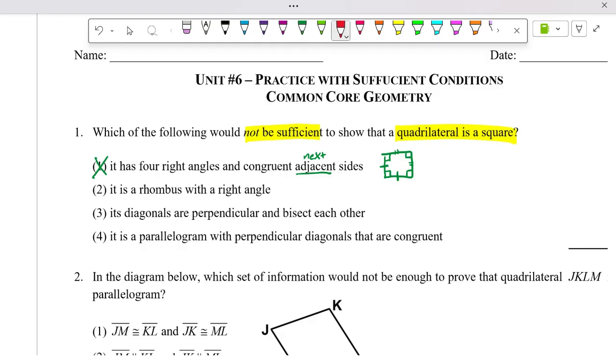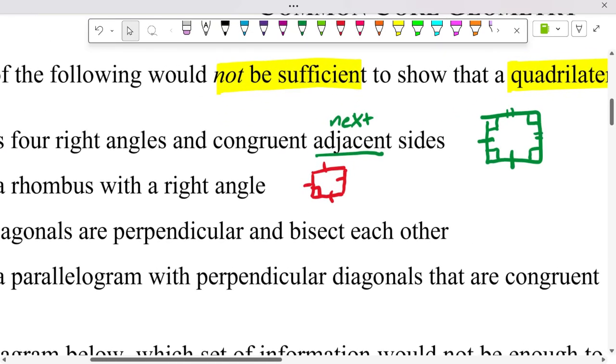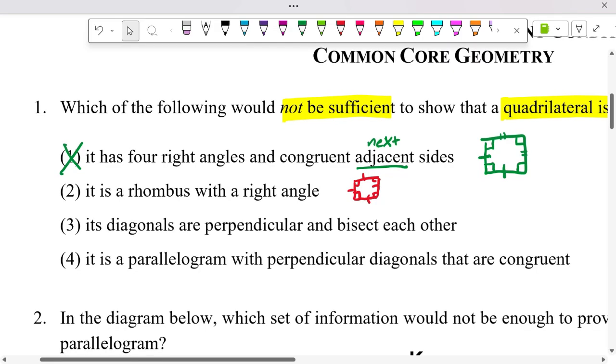It's a rhombus with a right angle. What's true about a rhombus? It has four congruent sides. Now, it has a right angle. So let me ask you guys this. If it has one right angle, what does that mean for the other angles? They also have to be right because remember, all of the consecutive angles are supplementary. So if one angle is 90, that means all four have to be 90. So is that a square? Yeah. So that's not it.